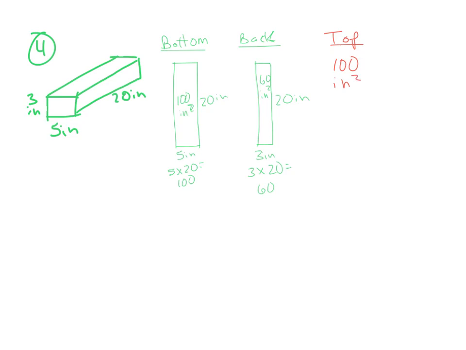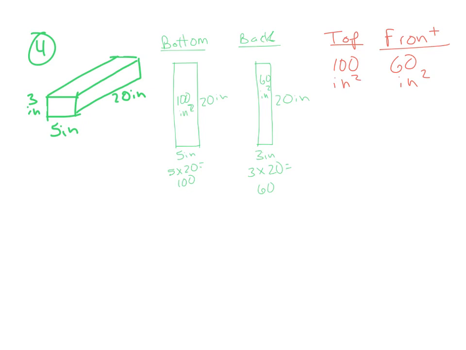It's the same thing with the back and the front. Since the back and the front of a rectangular prism are parallel and congruent, their areas are going to be the same as well. So if the back area is 60 inches squared, then the front area is also 60 inches squared. Make sense? All right, so far we have 4 of the faces. We need 2 more. We need the left-hand face and the right-hand face.